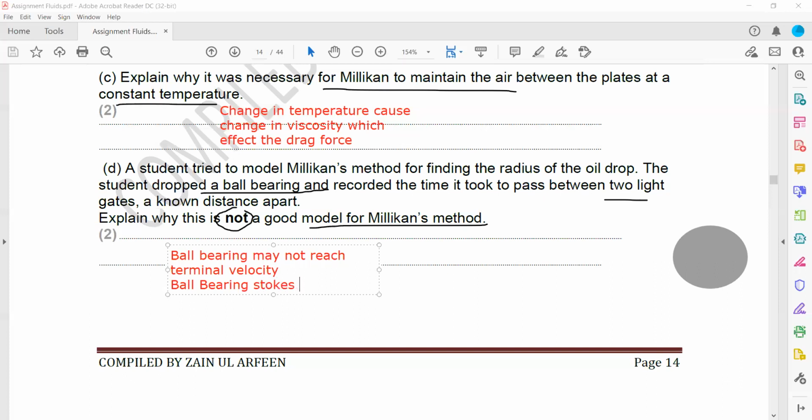If the ball bearing is moving through a fluid like oil or any viscous medium, then it is applicable. But if I drop a ball bearing in air, air is opposing the motion, but the drag force of the air is smaller compared to that exerted by the viscous medium. That's why Stokes' law cannot be applicable.